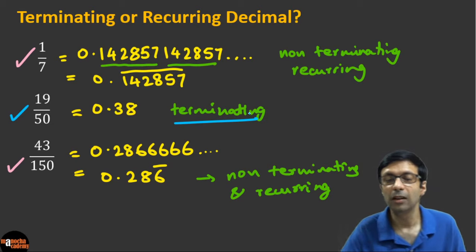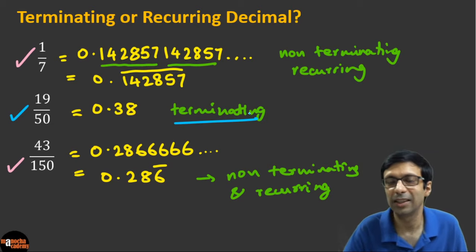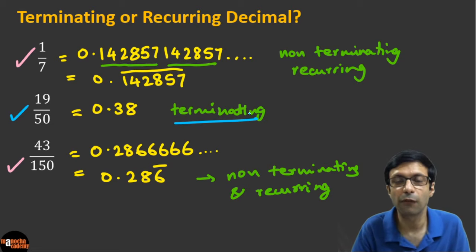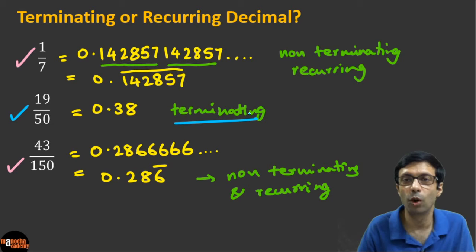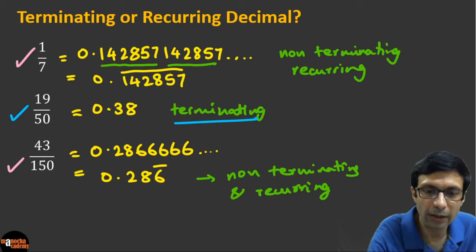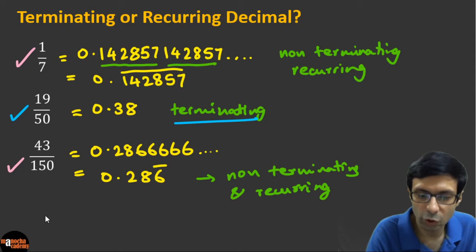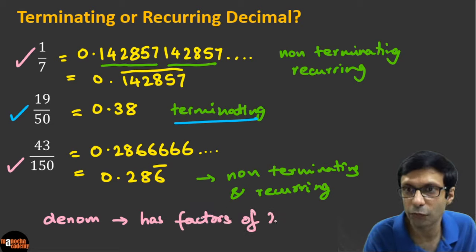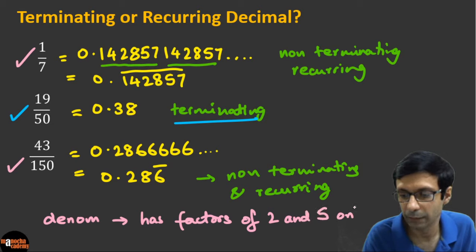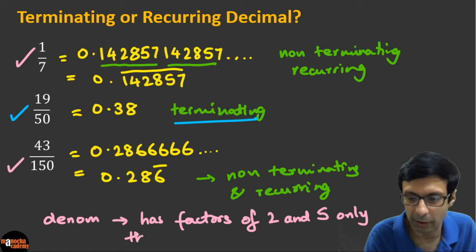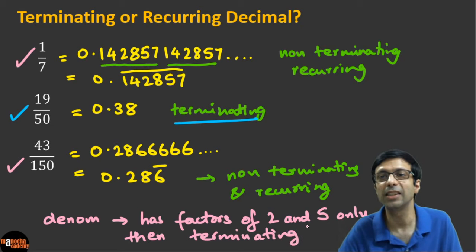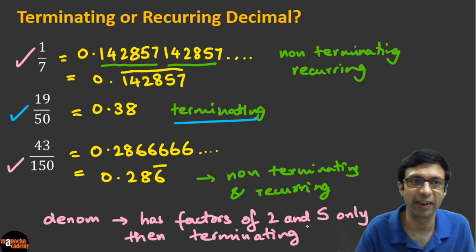There's one important trick here. One way is you can actually do the division. But in the exam and test, you can't use a calculator, so you'll have to sit and divide. But there's a very nice trick where you can find it without calculating. Do you guys know the trick? The trick is that you need to look at the denominator of the fraction, and if the denominator has factors of 2 and 5 only, then it is a terminating decimal number. Otherwise, it's going to be a non-terminating recurring decimal number. Clear?